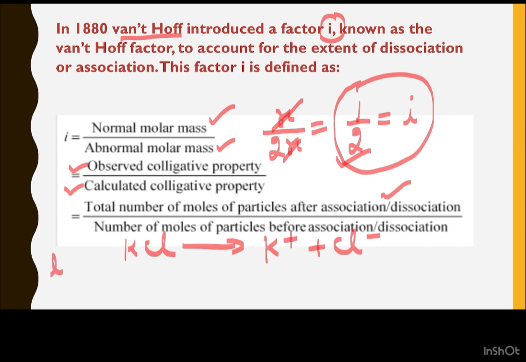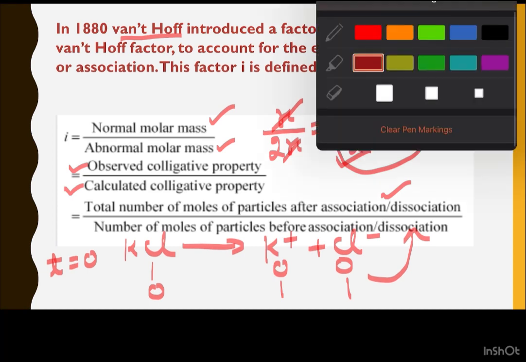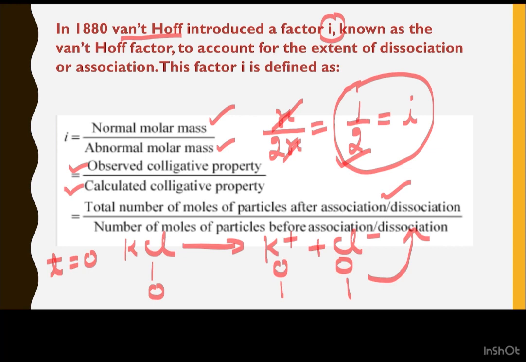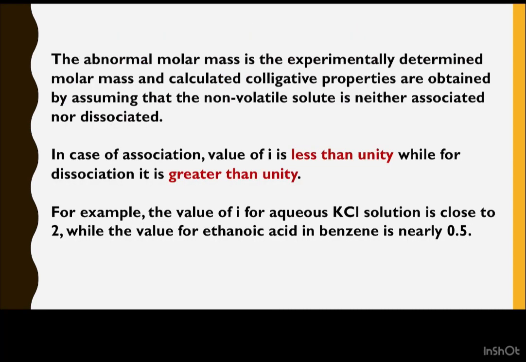Now in the beginning, at time 0, when this dissociation had not taken place, it was 1 mole and there were 0 moles of the ions. After the dissociation, KCl will be 0, because we are expecting 100% dissociation, and you will get 1 mole of K plus and 1 mole of Cl minus. Now put the values in this formula: number of moles of particles after dissociation, 1 plus 1, 2, divided by number of moles of particles before. Before there was only 1. So 2 by 1 is 2. Here the value of i will be 2. This is how we use this correction factor. And now, how to use this for correcting the formulas, let's move on to that.